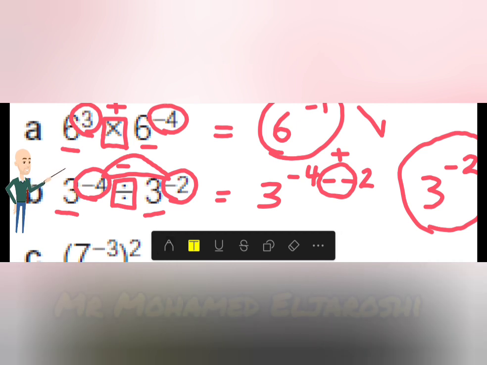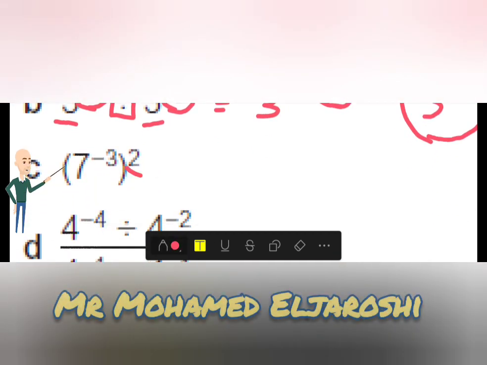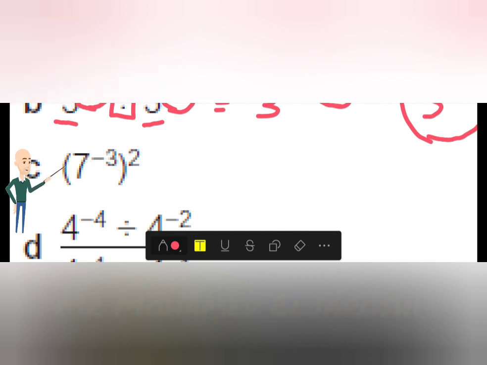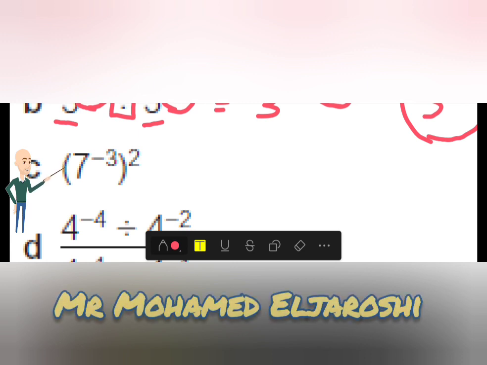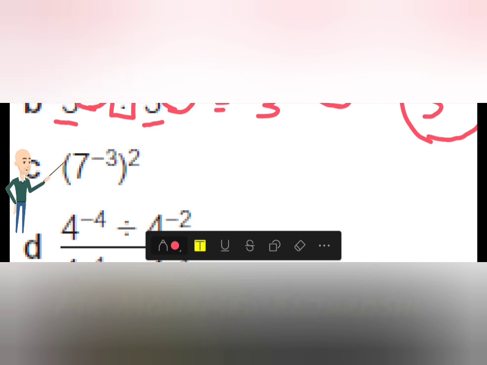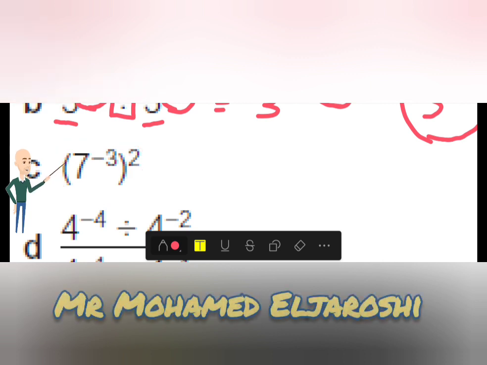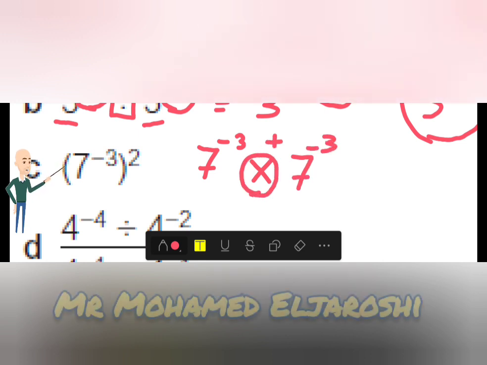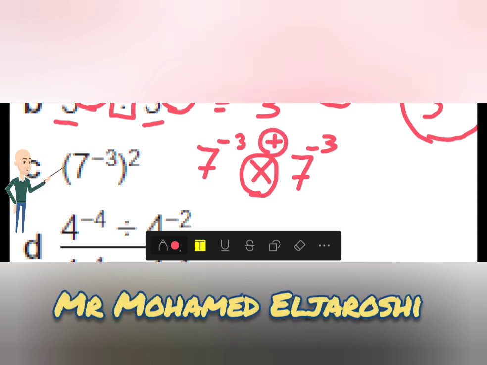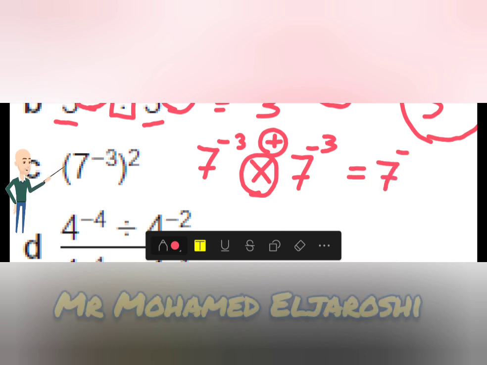Now, the next one here is C. We have something called power of a power. So if you have power of a power, it means you're going to multiply the power. Now, some people don't understand this. So let me break this for you, okay? If you have 7 power of negative 3 squared, it means you have 7 power of negative 3 multiplied by 7 power of negative 3. And because you're multiplying, you're going to add the powers. So negative 3 plus negative 3 equals, very good, negative 6. So it's going to be 7 power of negative 6.